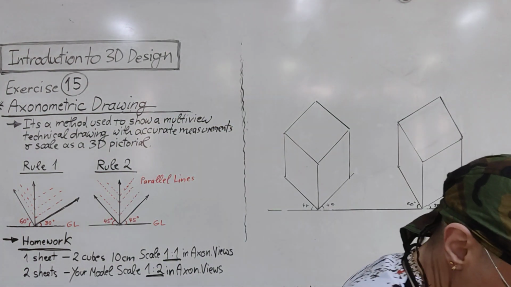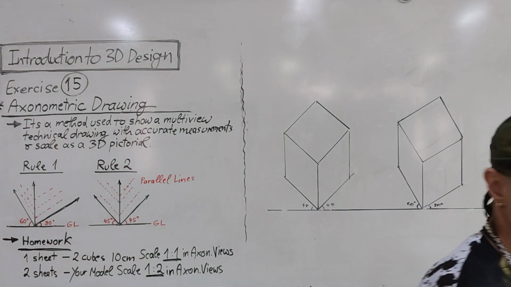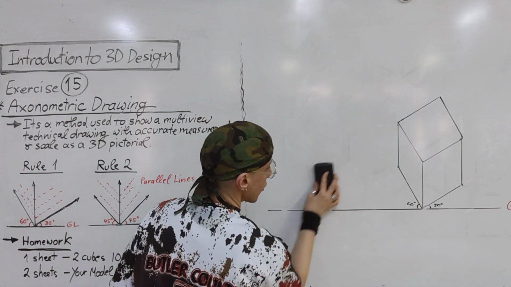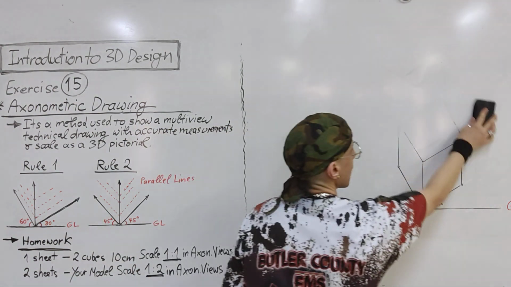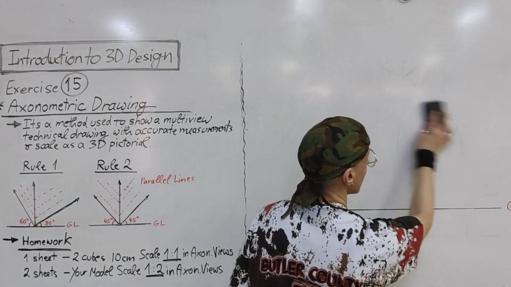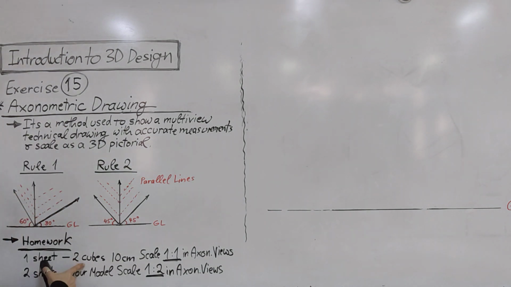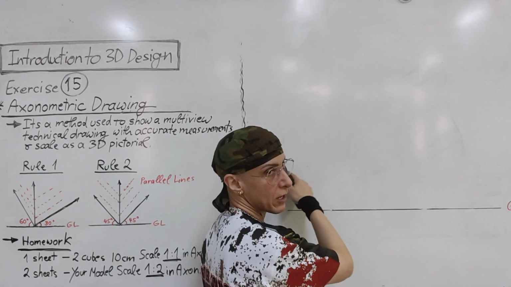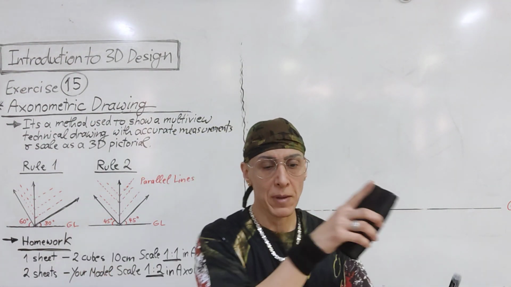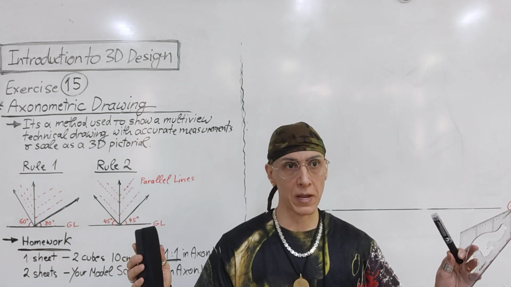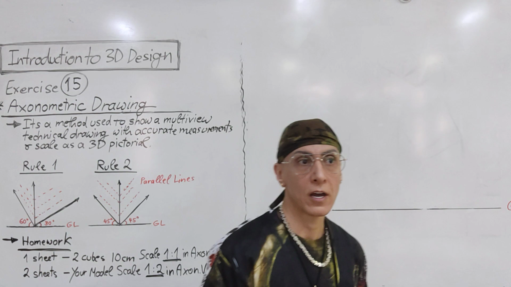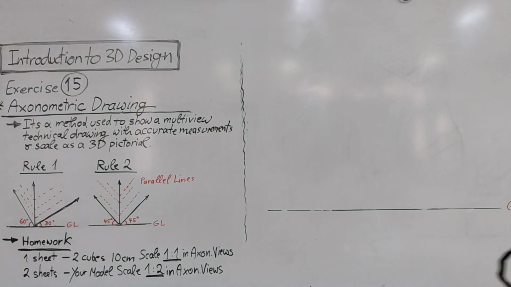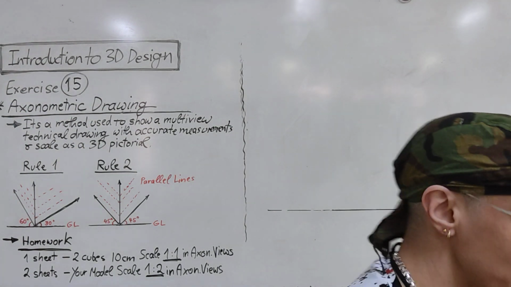Now, the same thing will happen when you draw the model. In your homework, these two cubes have to be what? On one sheet: one sheet, two cubes, 10 centimeters, scale 1 to 1, in both axonometric views. The way I did it, you will put two cubes on the paper, maybe in landscape, because you will not have space. Landscape, two cubes here, in both views. Now, the model, the same thing. For example, we'll use the same one.